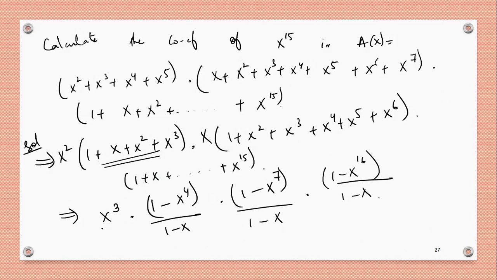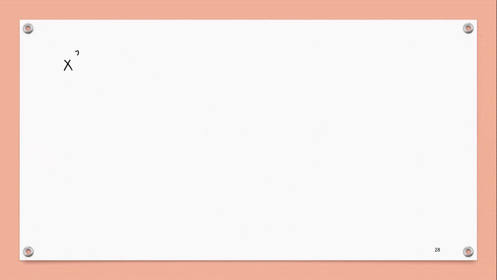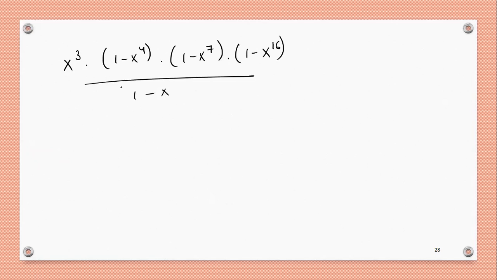Okay. Now what does it become if we multiply all the denominators? It will be x cube into (1 minus x power 4) into (1 minus x power 7) into (1 minus x power 16) by (1 minus x) whole cube. So the coefficient of x power 15 is the same as the coefficient of x power 12. How is that? Because we have x cube already. So whenever we want x power 15, we have to add 12 over here. A power m into a power n is a power m plus n.